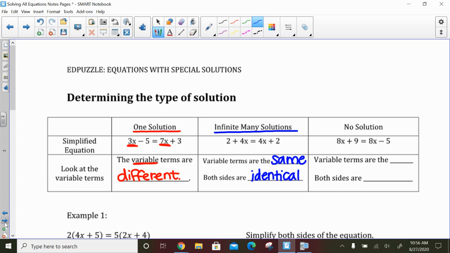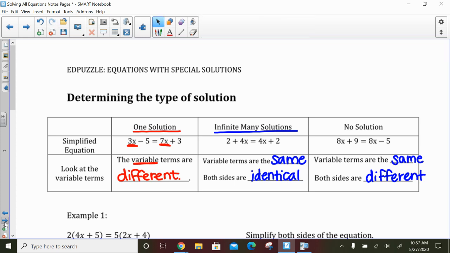Okay? And then no solution means if you look at it and see, okay, my variables are the same, I have 8x and 8x, but my other values are different. So both sides are different. The variables are the same, but both sides are different. That means that I will have no solution. Okay, so that's just by doing a quick look and not actually solving them on how you can tell what type of solution you will have.